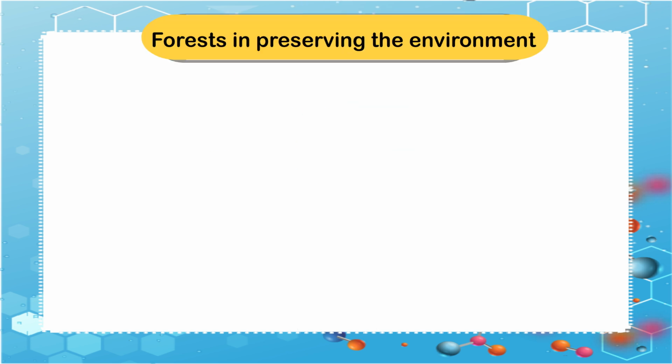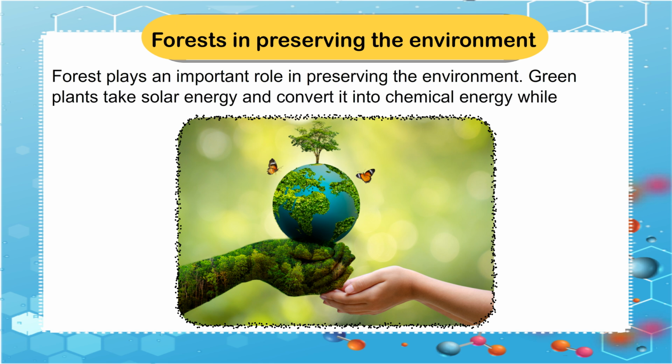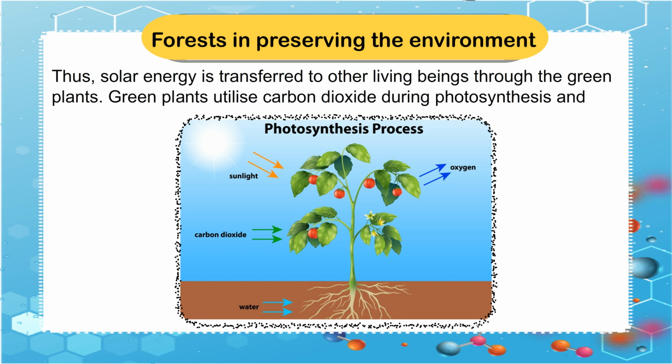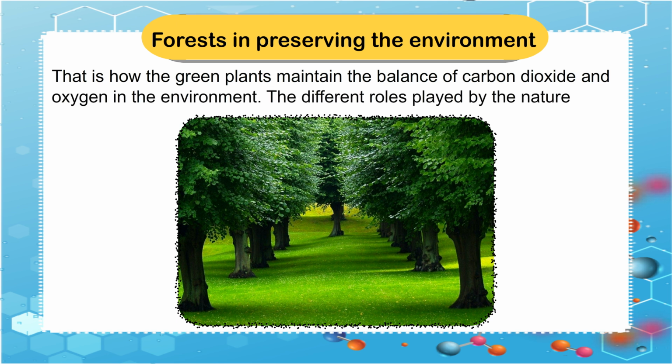Forests in preserving the environment. Forests play an important role in preserving the environment. Green plants take solar energy and convert it into chemical energy while making food. Thus, solar energy is transferred to other living beings through the green plants. Green plants utilize carbon dioxide during photosynthesis and release oxygen. That is how the green plants maintain the balance of carbon dioxide and oxygen in the environment.